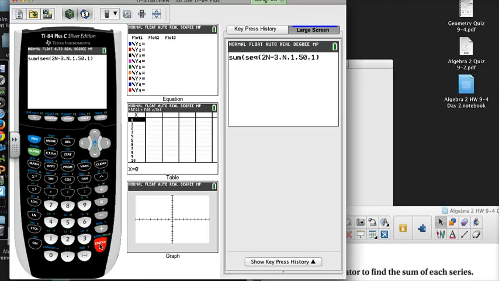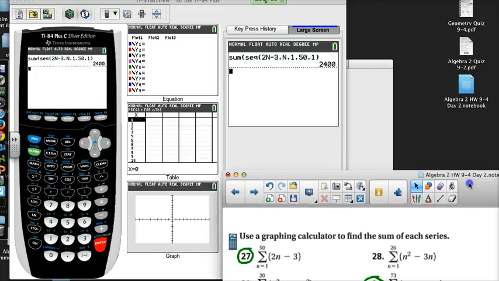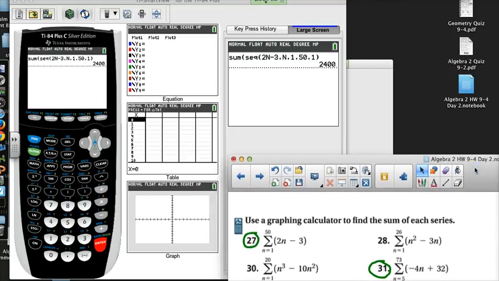Now, we had to type that in by hand on the normal TI-84 Plus Silver editions. It's the colors that will do that for you. And then we'll press enter, and there it is, 2,400 for the sum of that series. Then, let's see, I had another one down here, number 31. So we will look at number 31.